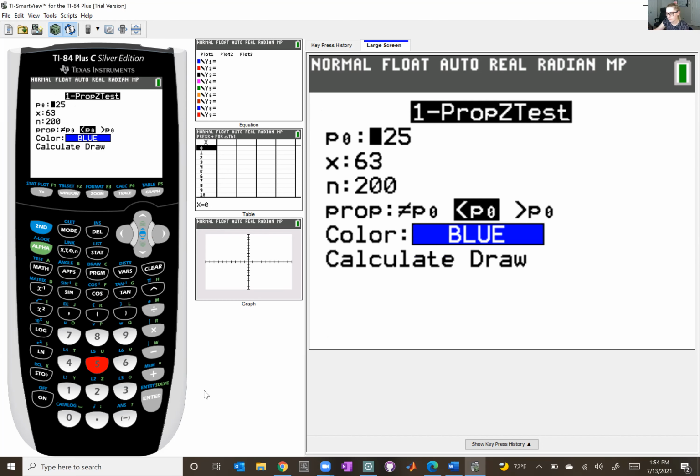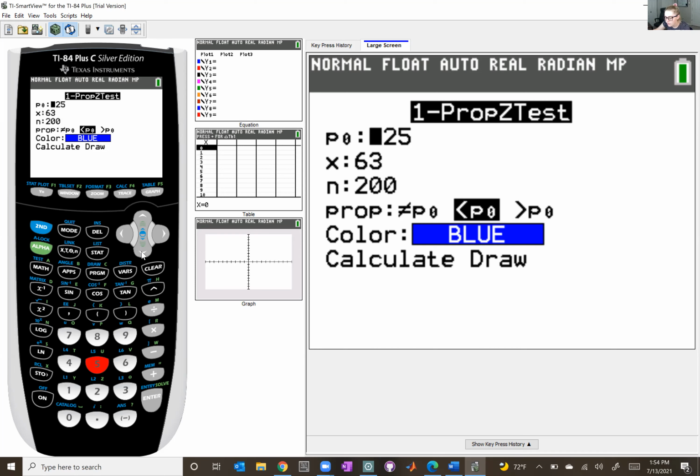Okay, I think I actually already entered this stuff in. Yeah, this is actually it, but I'll go through how you do it. So P naught is going to be the proportion that is used in your claim. Whatever is stated in your hypothesis is what goes here. So I put 0.25 because in my hypotheses, I have P equals 0.25, and in my alternative one, I have P is greater than 0.25.